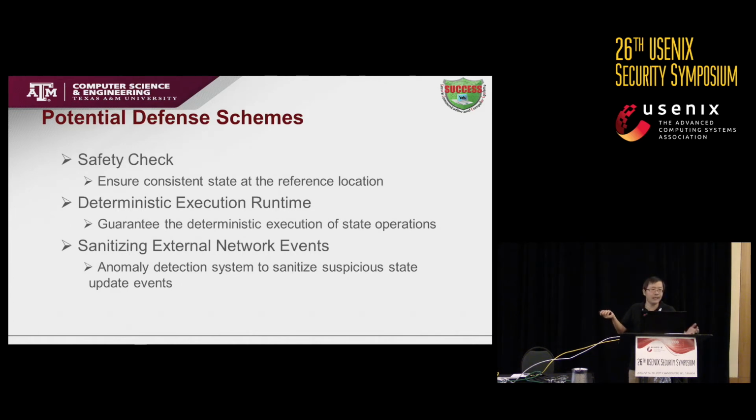Ideally, for network operations, you want deterministic execution at runtime, so that will prevent such problems. However, guaranteeing deterministic execution is extremely difficult because of the asynchronous nature of these events. Another potential defense is that, because an attacker may try to launch multiple tries of this attack, you may use anomaly detection to filter potential attacks like this. But again, balancing the trade-off between detection accuracy and potential false positives is another challenge here.